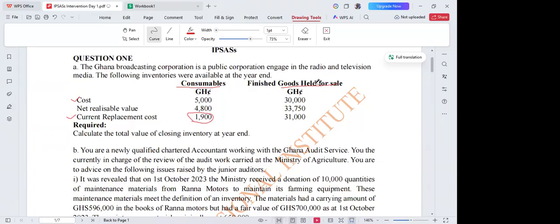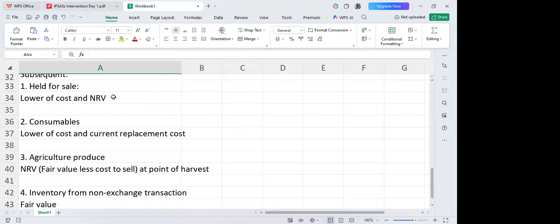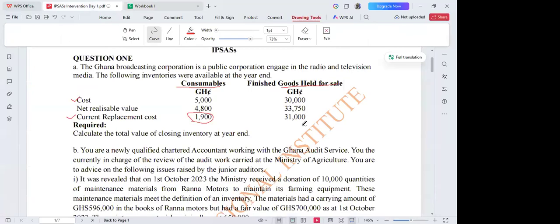Then we come to finished goods held for sale. If it's held for sale, we spoke about the measurement here. It's cost and then the net realizable value. We compare the two. When we compare the cost and the net realizable value, which one is lesser in this case? Yeah, Dorcas. The cost, which is 30,000. Exactly, the cost is lesser.